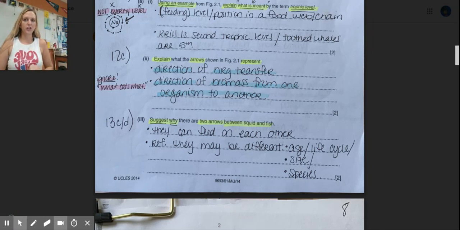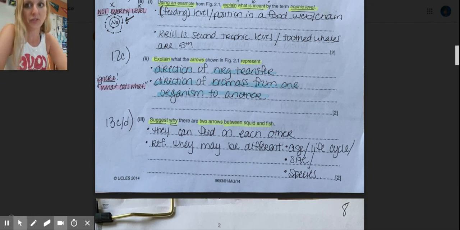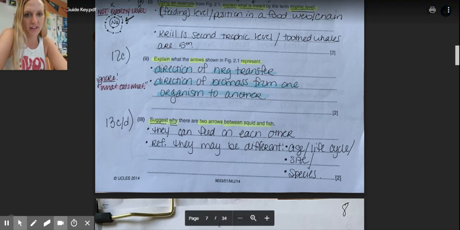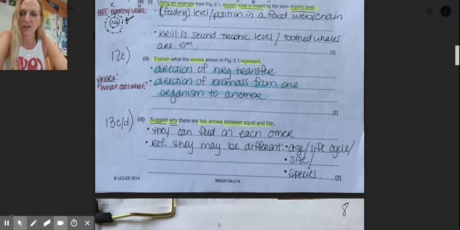An adult squid could feed on fish larvae or fish eggs. So even if that fish is going to be like a Goliath grouper later on, it doesn't matter. It matters on life stages, and it matters on species. So they can feed on each other, obviously not simultaneously, but it does depend on their species, what size they are, what life stage they're in.